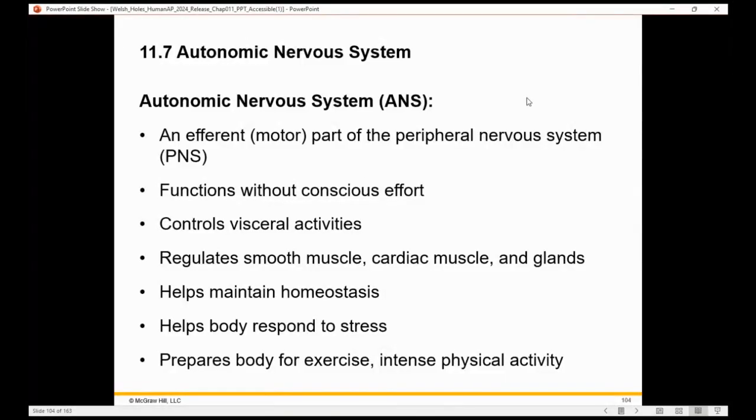Let's move to the subdivisions of the peripheral nervous system. So the autonomic nervous system. This is an efferent motor part of the peripheral nervous system, and it functions without conscious effort. It controls visceral activities. It regulates smooth muscle, cardiac muscle, and glands, and helps maintain homeostasis. It also helps the body respond to stress and prepares the body for exercise and intense physical activity.